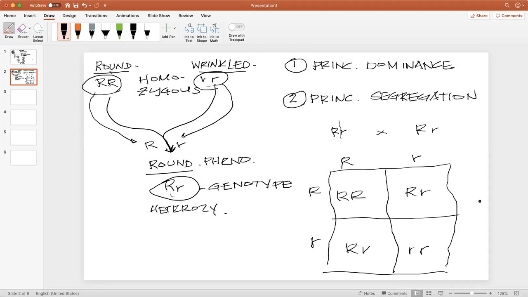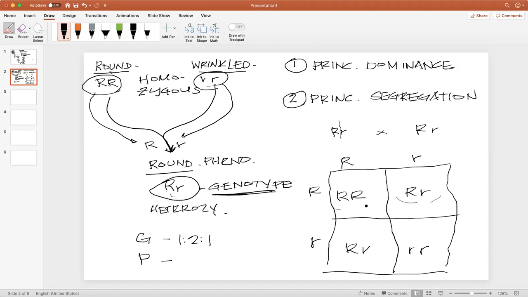Now, we have a couple things we can deduce from this. We can figure out, first of all, that we have a genotype ratio, just looking at their genes, of 1 to 2 to 1. You have 1 that's homozygous dominant, 2 that are heterozygous, and 1 that's homozygous recessive. That is for the genotype. I'm just going to put G here. That's a genotypic ratio. Let's talk about the phenotypic ratio.